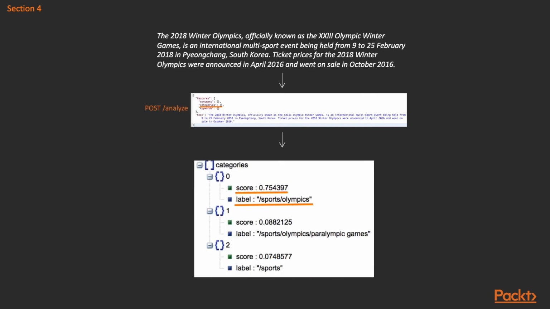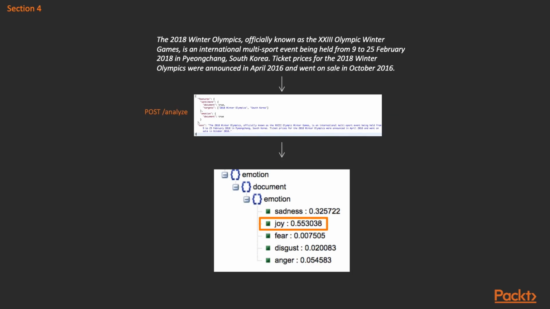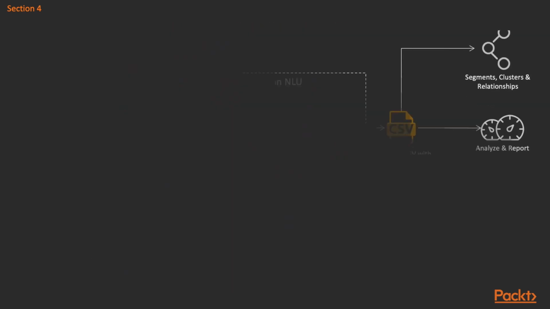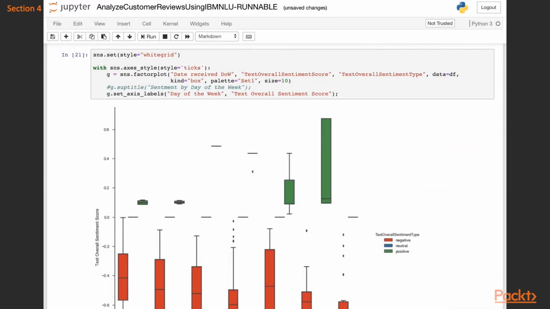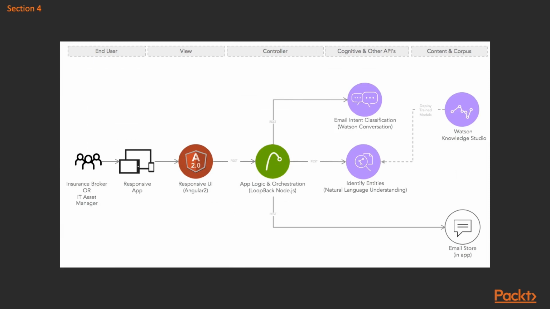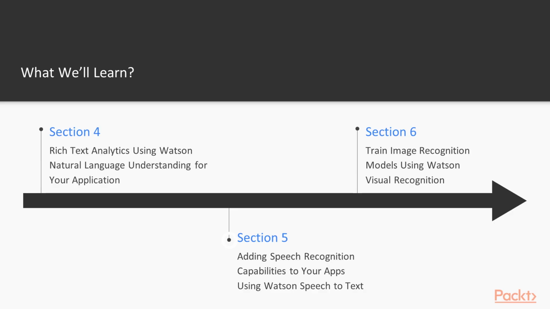Then we look at other things like concepts, categories, keywords, and sentiment and emotion. And then we'll actually build an application using Watson NLU that can analyze customer complaints. We'll take a customer complaints data set and use a Python notebook to analyze those reviews and come up with new sets of insights. Then we'll look at some applications or use scenarios where NLU could be applied.